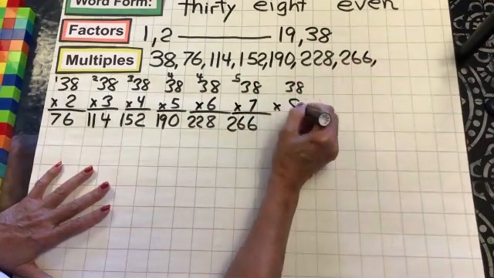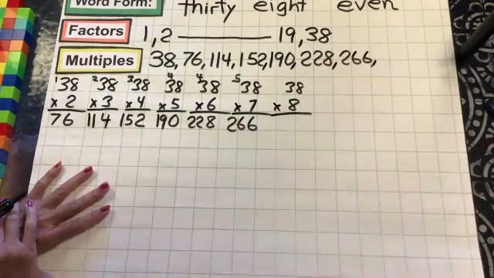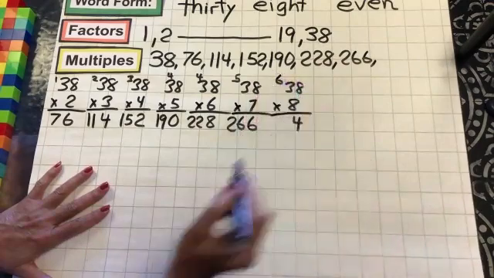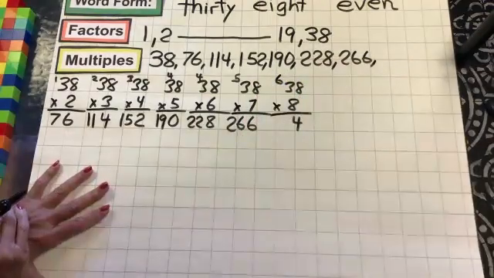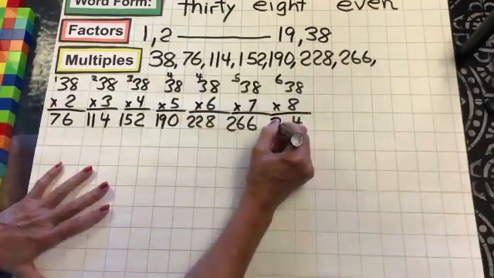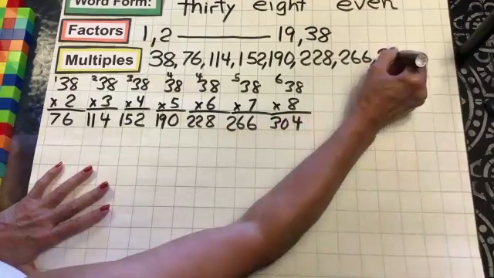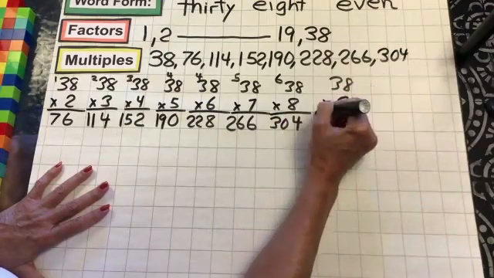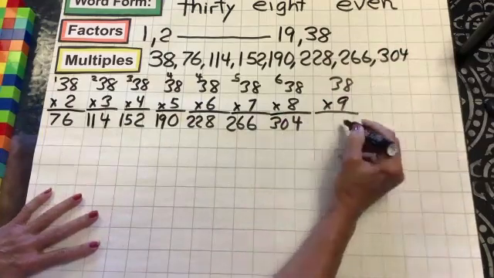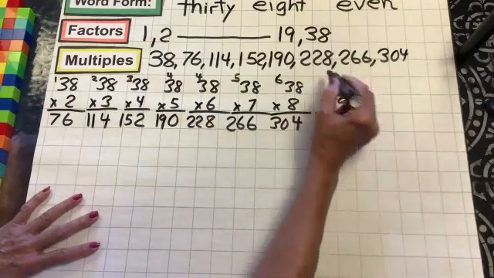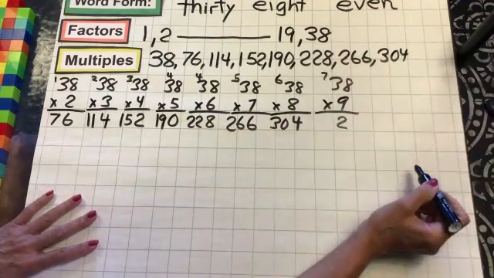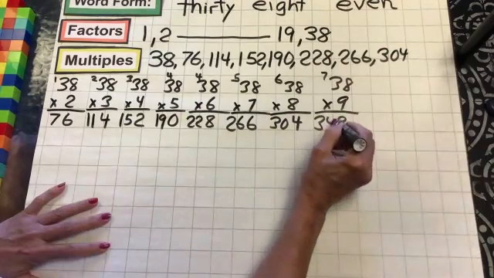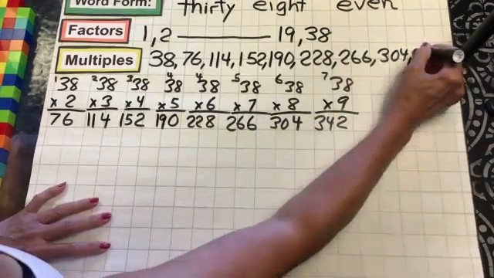38 times 8. 8 times 8 is 64. Drop the 4, carry the 6. 8 times 3 is 24 plus 6 is 30. 304. Let's do 38 times 9. 9 times 8 is 72. Drop the 2, carry the 7. 9 times 3 is 27. Plus 7 is 34. So 342.